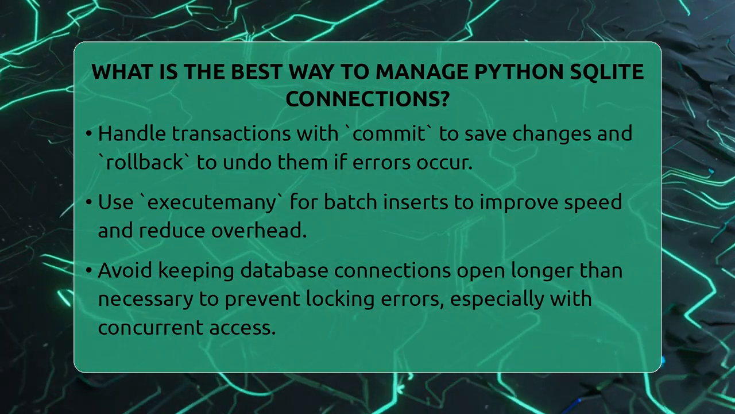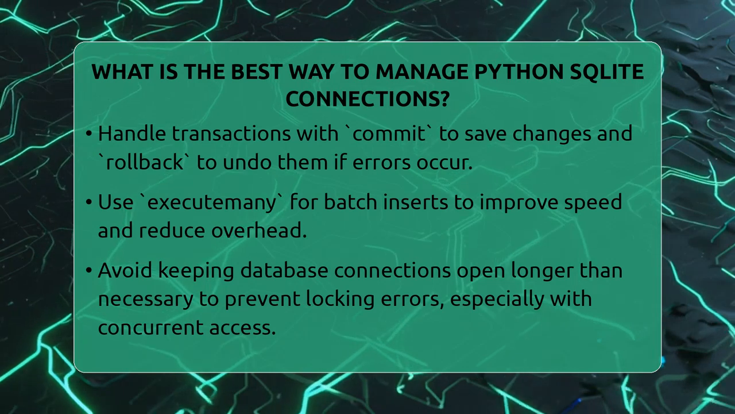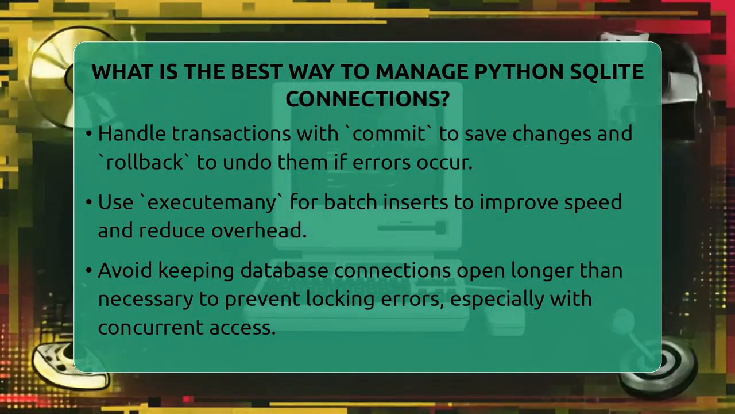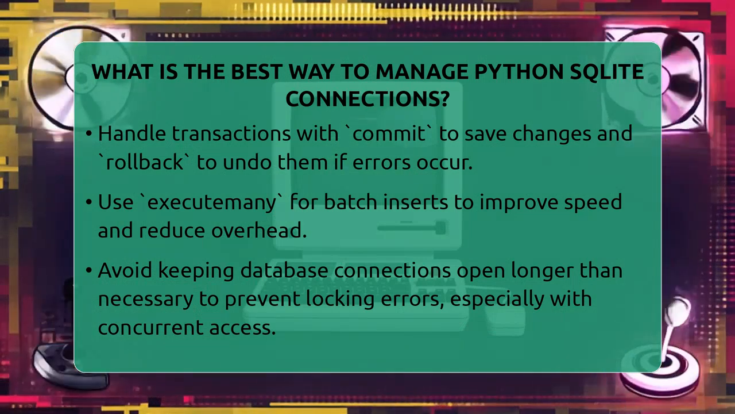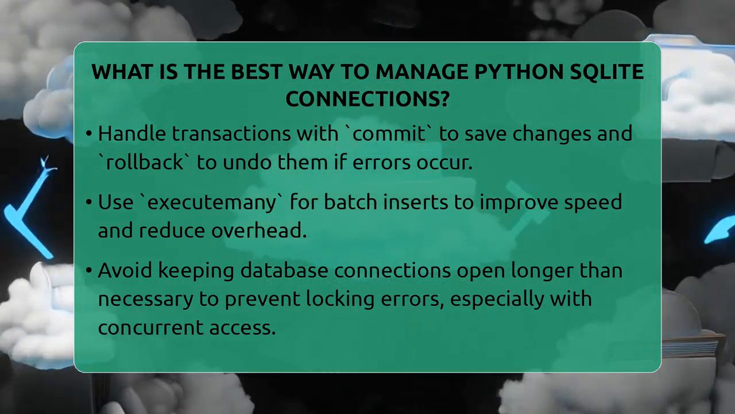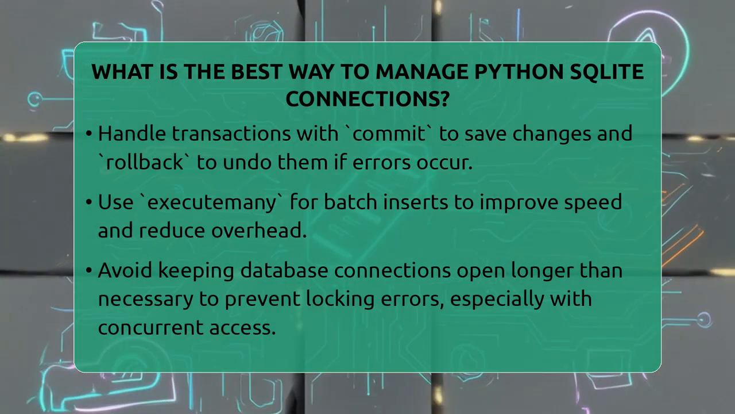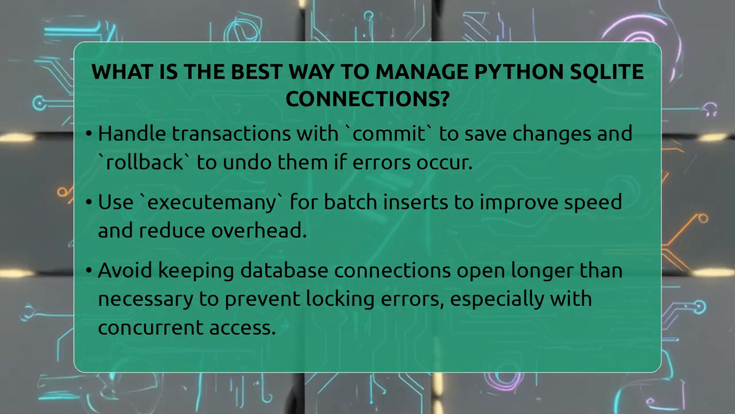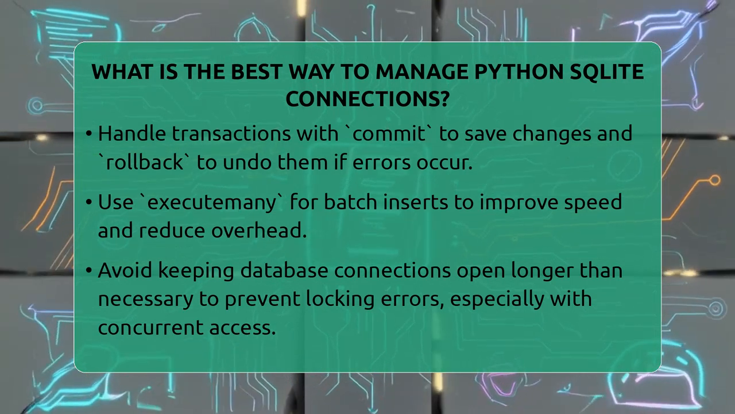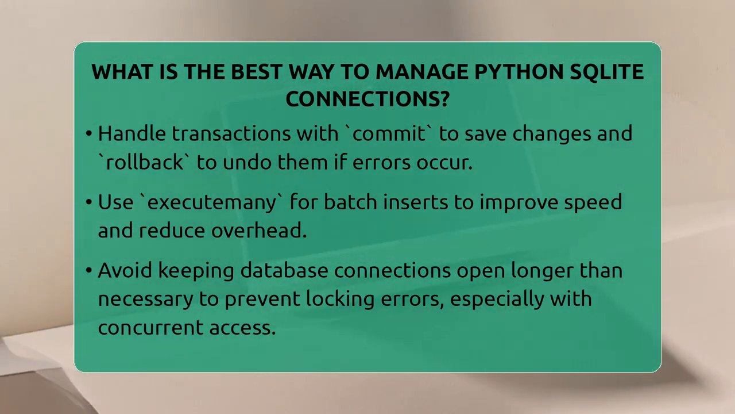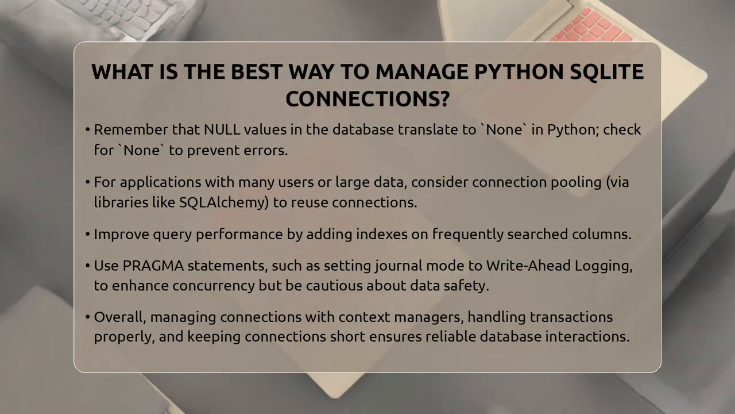If your app has many users or needs to handle lots of data, opening and closing connections repeatedly can slow things down. Connection pooling is a technique where a set of connections stays open and gets reused. Python's sqlite3 module doesn't support this directly, but libraries like SQLAlchemy do. For small projects or learning, sticking with simple context managers works perfectly.